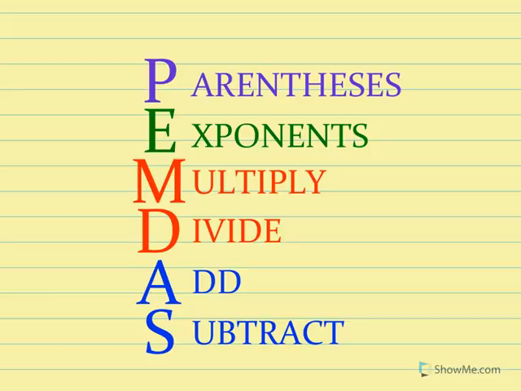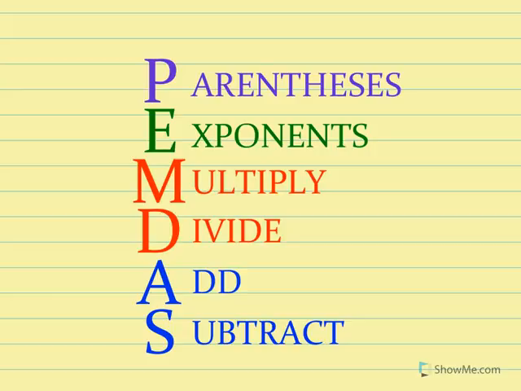So first, parentheses. Any calculation contained within parentheses is done first. Exponents. Squaring or raising to other exponents is done second. Multiplying, divide. Multiplying and dividing is done third. A series of multiplication and or division operations should be done in order from left to right. Add, subtract. Adding and or subtracting is done fourth.